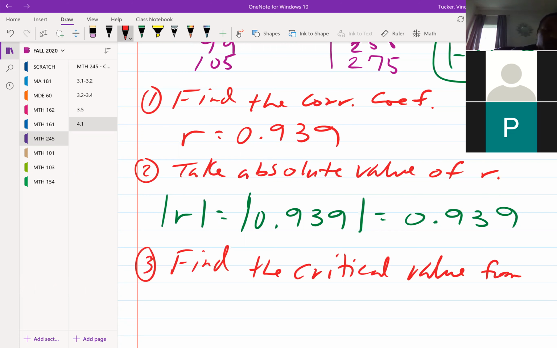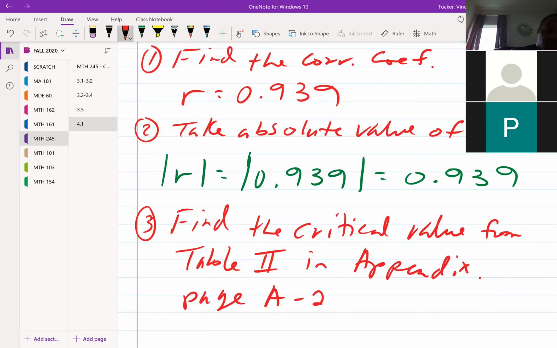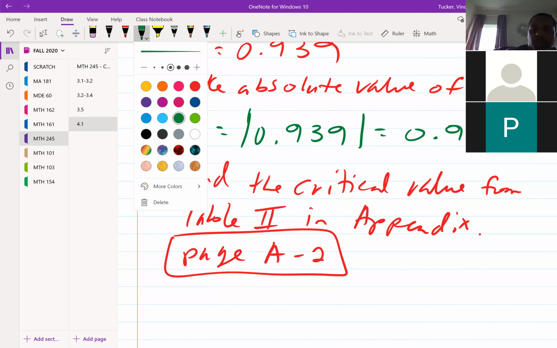From table 2 and the appendix. And like I said, we just saw that that is page A-2. I'm trying to pull it up, but Pearson is moving ultimately slow. Yeah, that's what was taking me so long. Pearson was moving slow. Didn't anticipate that it would be that slow.